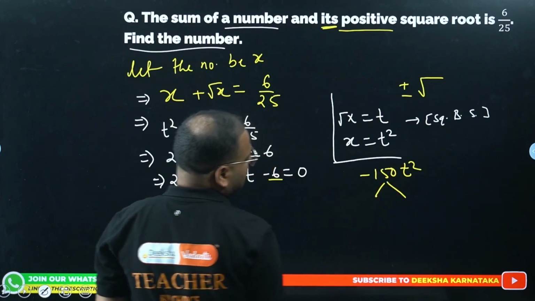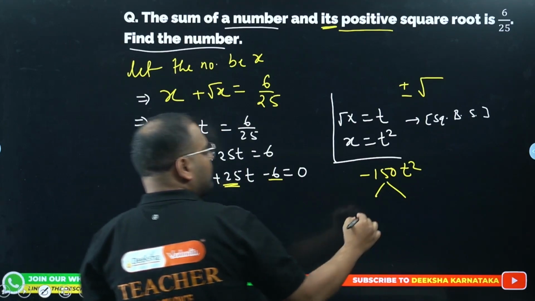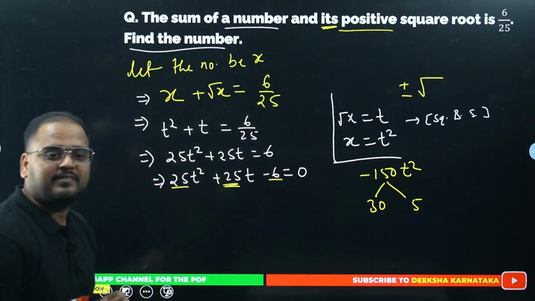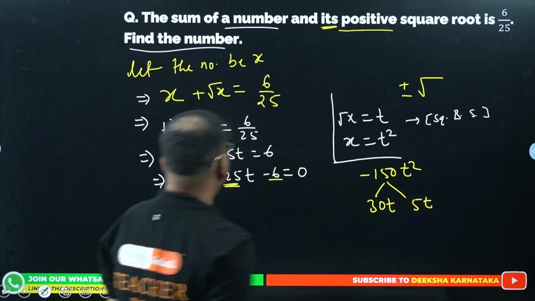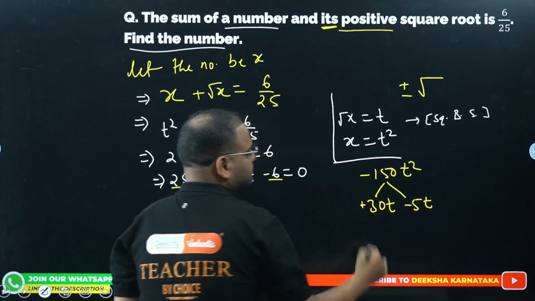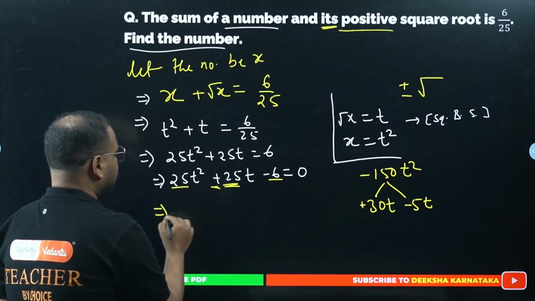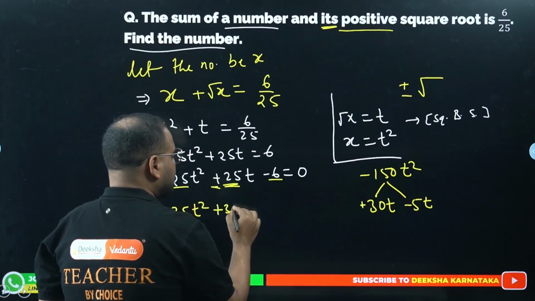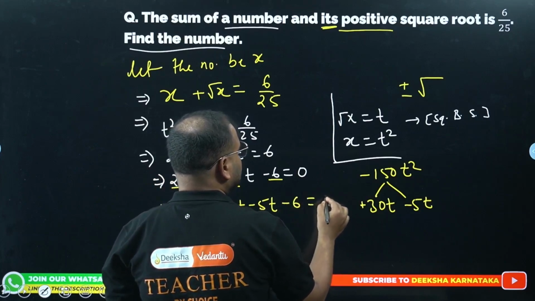I can break as 25 and 6. I want plus 25, will not work. What about 30 and 5? 30 fives are 150. Write t on both the places. I want a positive number here, so I'll take 30 positive, 5 negative. Okay, 30 positive and 5 negative. Check it out here. 25 t square plus 30t minus 5t minus 6 equals to 0.